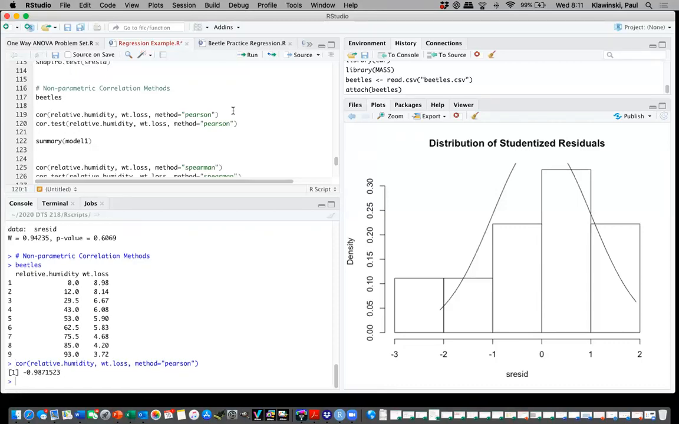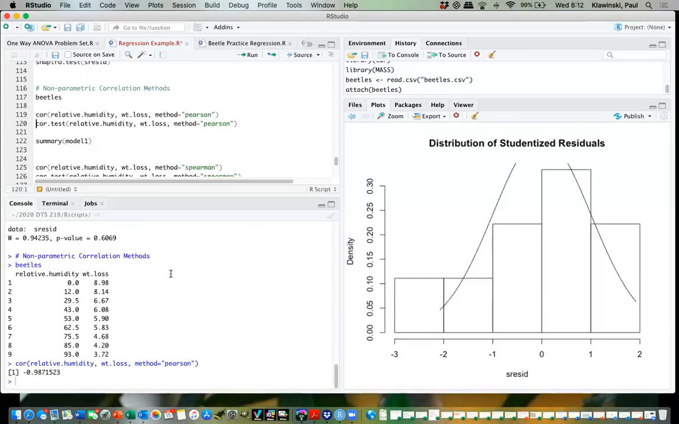So when we calculate the correlation coefficient, you see that the correlation coefficient is negative 0.9871523, for those of you following along at home.